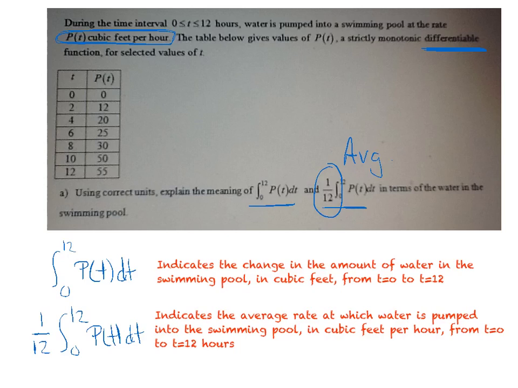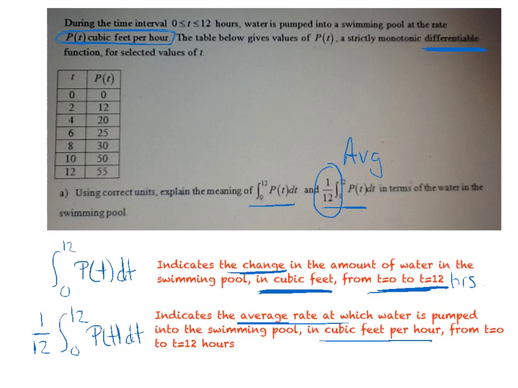So again, I'm stressing a few things. I'm talking about change. If you wanted to say net change or displacement, that's fine too. In the amount of water, so I'm relating it to the problem, in cubic feet, there's my units, and here are my bounds. And I could actually say hours. The second integral, the 1/12, indicates the average, okay, the average rate at which water is pumped into the swimming pool in cubic feet per hour from t equals 0 to t equals 12.